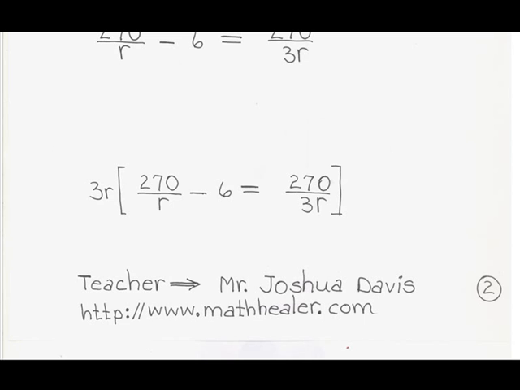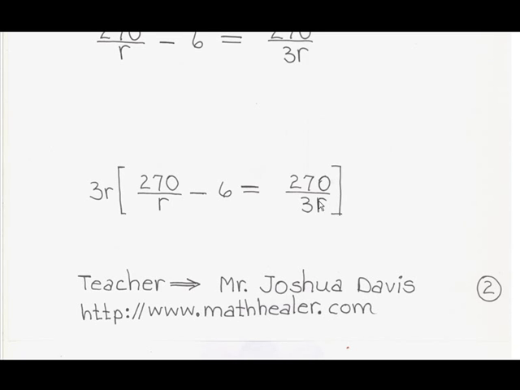So now in this case, we want to eliminate the denominators. We really don't want to work with this equation with the denominators. You could, but because this is an equation, it'll make the problem-solving process easier if we eliminate the denominators. So we're looking at 270 over r and 270 over 3r.